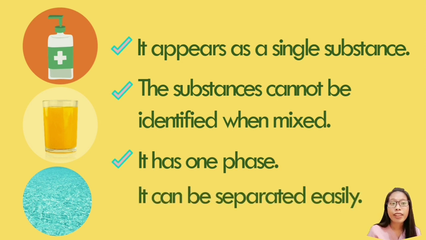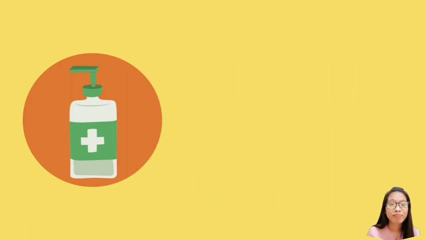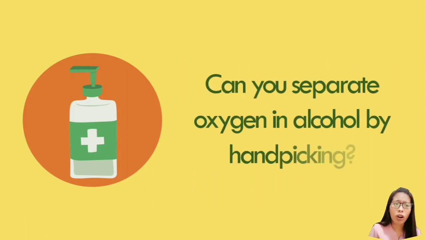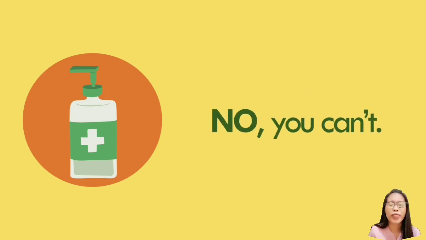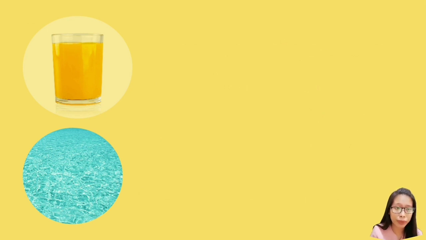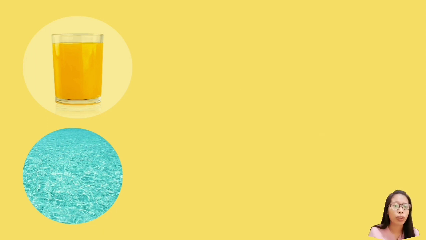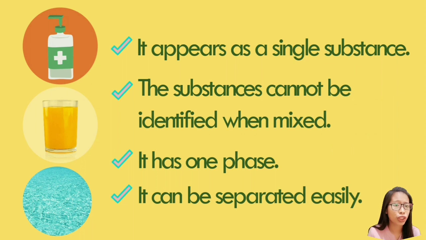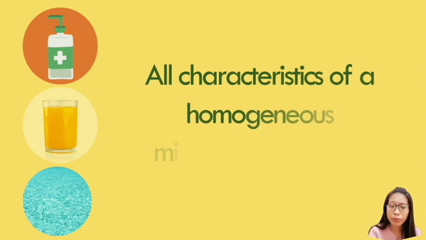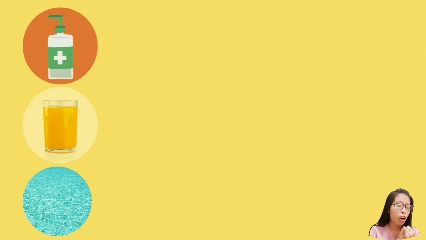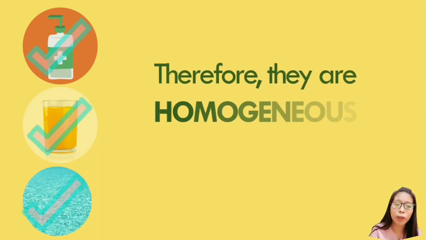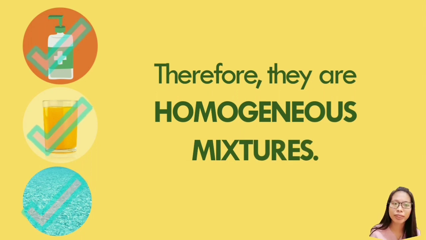Lastly, can they not be separated easily? Can you separate oxygen in alcohol by hand picking? No, you can't. That's so impossible. How about the water in the juice and seawater mixture? You still can't separate them by hand picking. So, the substances in the mixtures cannot be separated easily. All characteristics of a homogeneous mixture are present in the alcohol, in the juice, and in the seawater samples. Therefore, they are homogeneous mixtures.